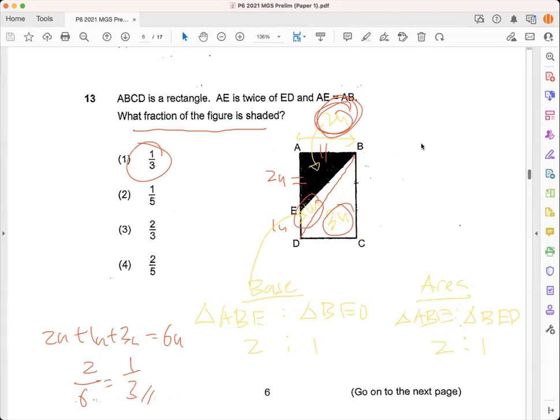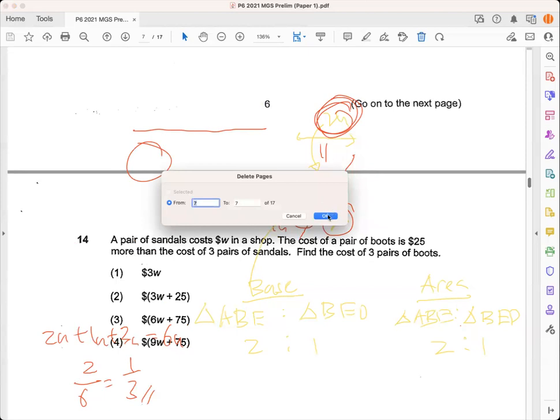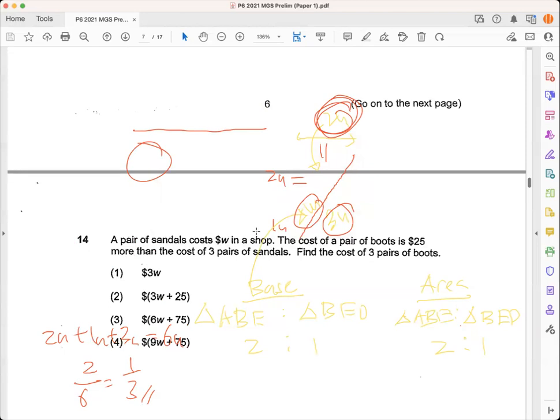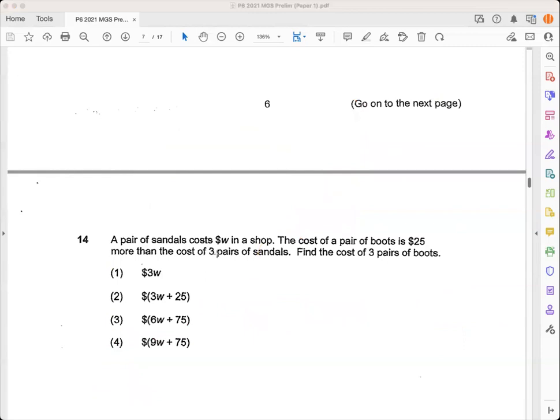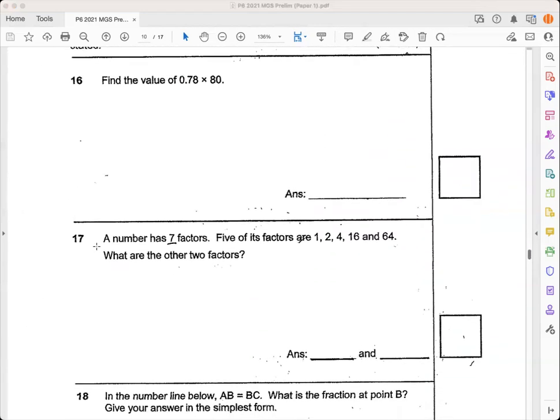So I think other than this, there's no other difficult question. We shall go on to question number, let me clear this, question number 1 of booklet B. I'll go through every question in booklet B. Okay, let's go to booklet B. Question 16.